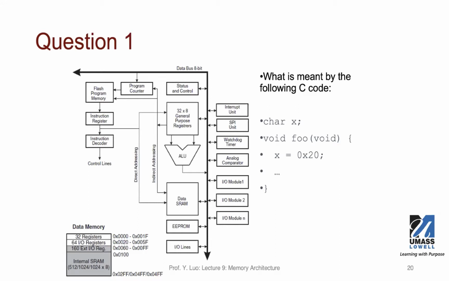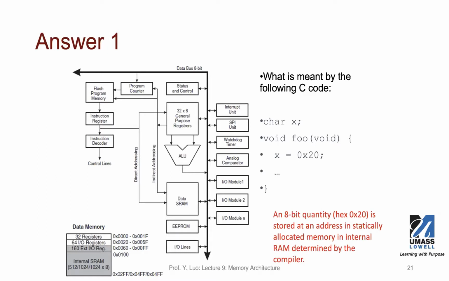Is it going to be in statically allocated space, or is it going to be in the stack, which is managed by the function, by the procedure? It should be statically allocated space. That's correct, because we declared this variable outside the function or procedure, so this will be an 8-bit quantity in the statically allocated space in internal memory. And of course, the exact location will be determined by the compiler because chances are there is more than one variable in that space, so the compiler will arrange them one by one.